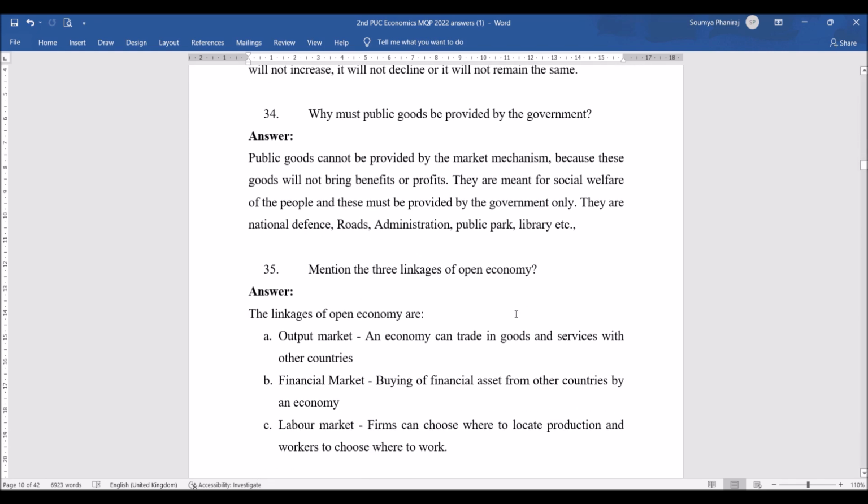34th question, why must public goods be provided by the government? Public goods cannot be provided by the market mechanism, that is, private players cannot provide public goods because they don't get any benefits or profits. They are meant for social service or social welfare of the people, and these must be provided by the government only. They are national defense, roads, administration, public parks, libraries, etc.